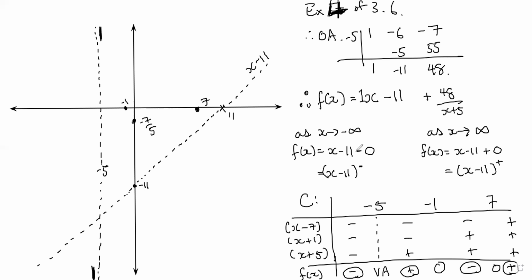Okay. When I come from the negative infinity, it's going to be below my asymptote. It's going to be right here. And if I go to positive infinity, it's going to be above my asymptote. It's going to be somewhere here. Let's connect the dots. There it is. Yes.